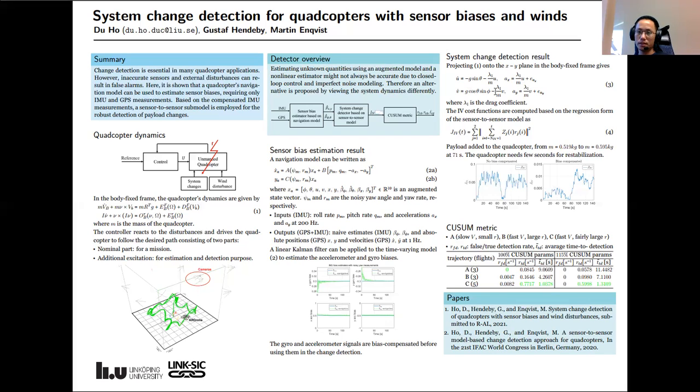The whole approach and the results are formulated as a paper, and we submitted it to Robotics and Automation Letters 2021. Thank you for your attention, and bye-bye.